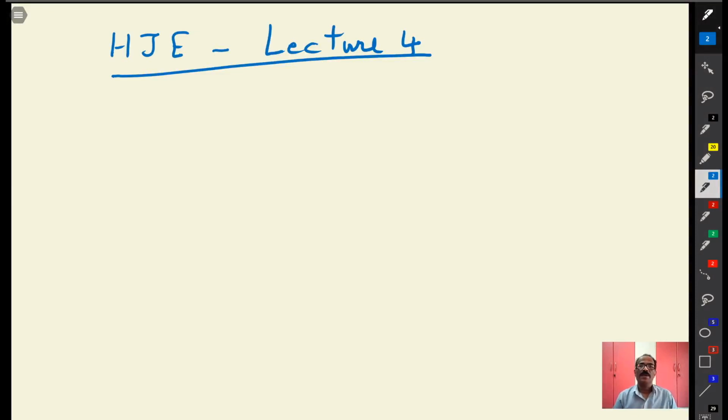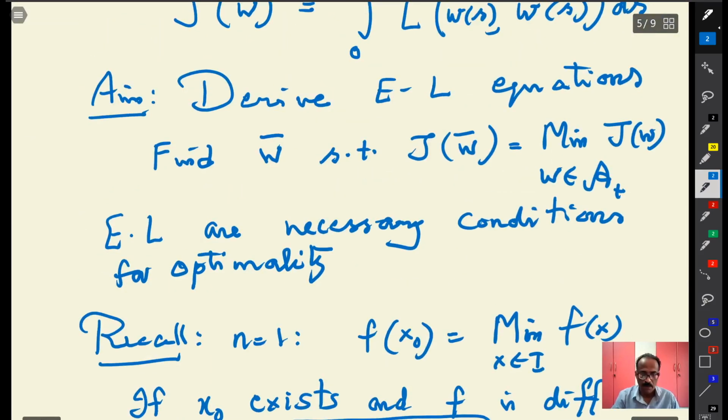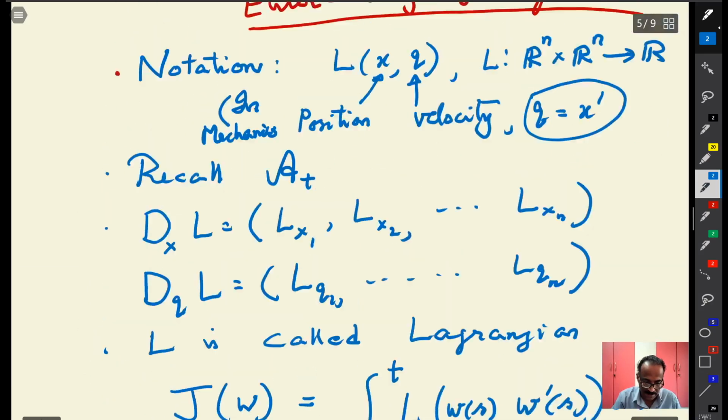Okay, good morning and welcome to the lectures on Hamilton-Jacobi equations. In the last lecture, we were discussing some calculus of variations and the corresponding Euler-Lagrange equation. So let me briefly recall what we were doing in the last lecture.